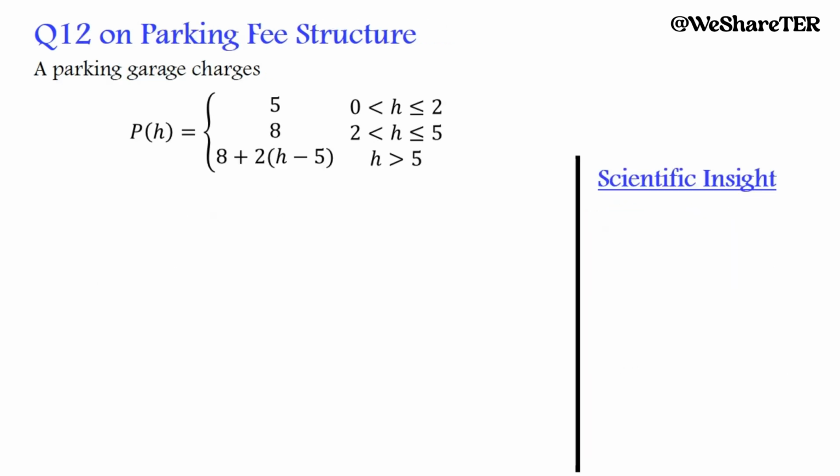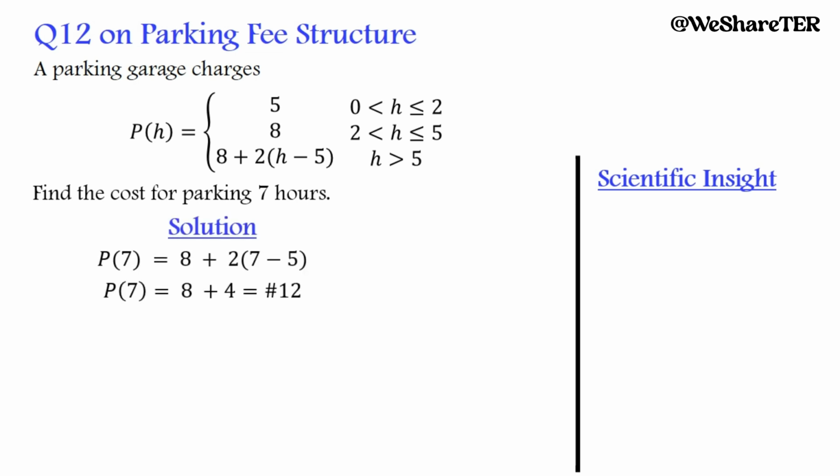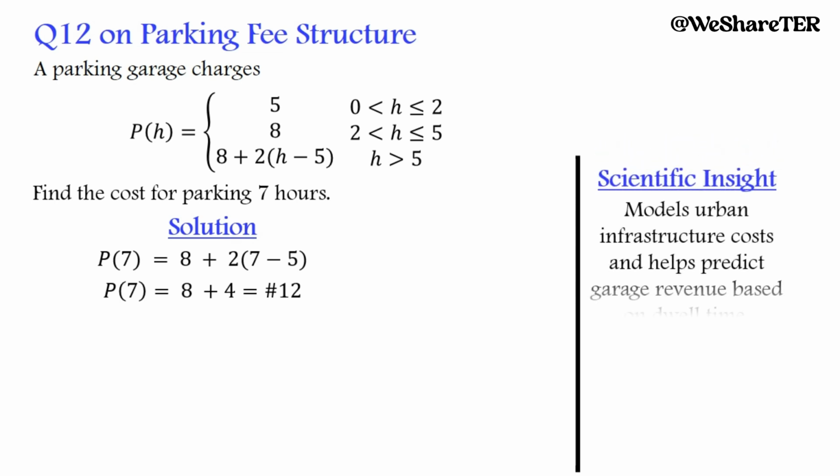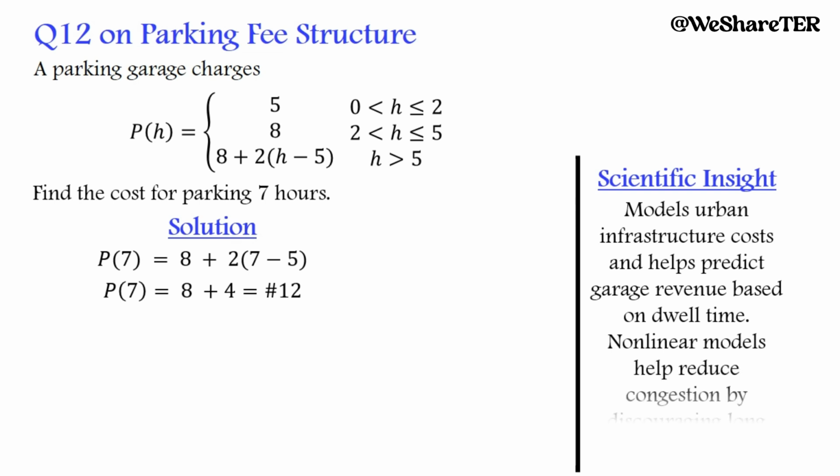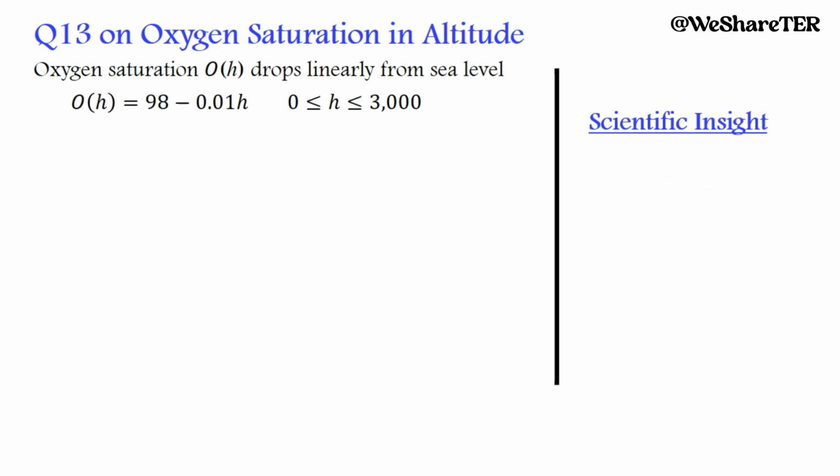A parking garage charges P(H) equals begin cases: 5 for 0 ≤ H ≤ 2; 8 for 2 < H ≤ 5; 8 plus 2(H minus 5) for H > 5; end cases. Find the cost for parking 7 hours. Solution: P(7) equals 8 plus 2(7 minus 5), which equals 8 plus 4, equals $12. Scientific insight: models urban infrastructure costs and helps predict garage revenue based on dwell time. Nonlinear models help reduce congestion by discouraging long parking durations.